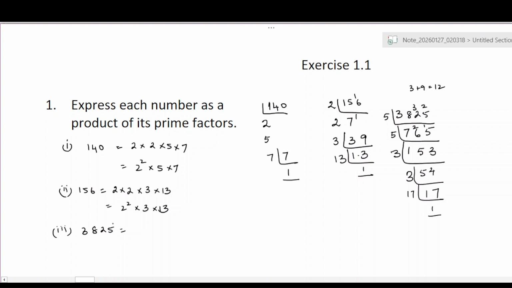So it is 5 into 5 into 3 into 3 into 17. So it is 5 squared into 3 squared into 17. Okay, next part.